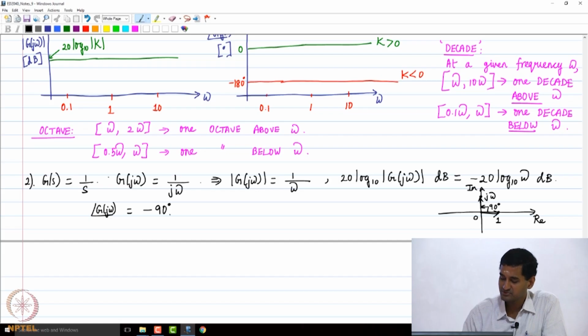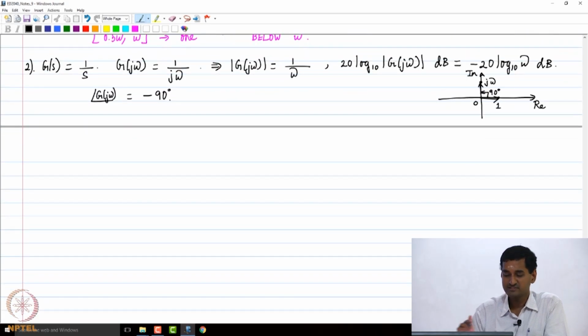That's the phase contribution of 1 by j omega. So immediately you see that this is independent of omega. It's constant with respect to omega, whereas the magnitude is a function of omega. So that's minus 20 log to the base 10 omega, in decibels. Now the question is, how do I plot them?